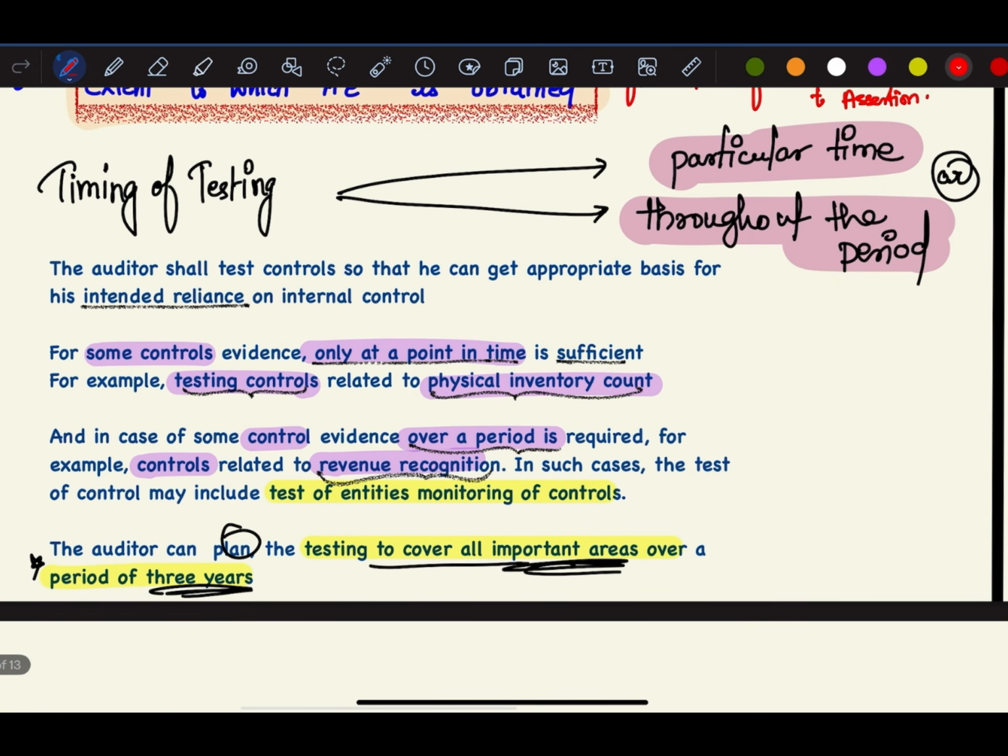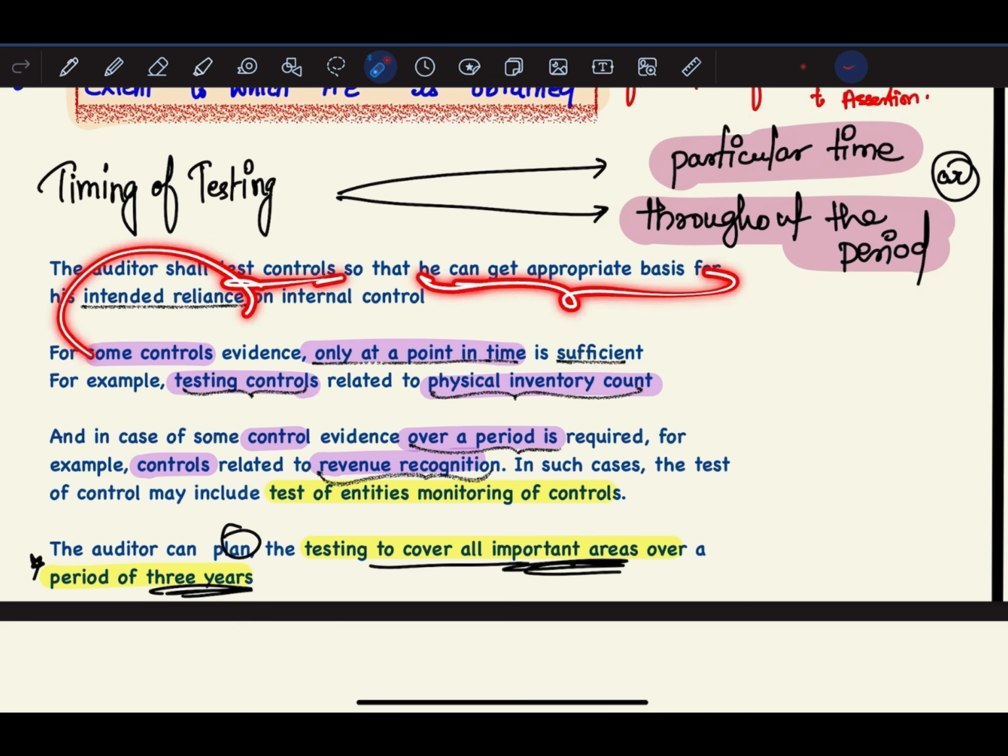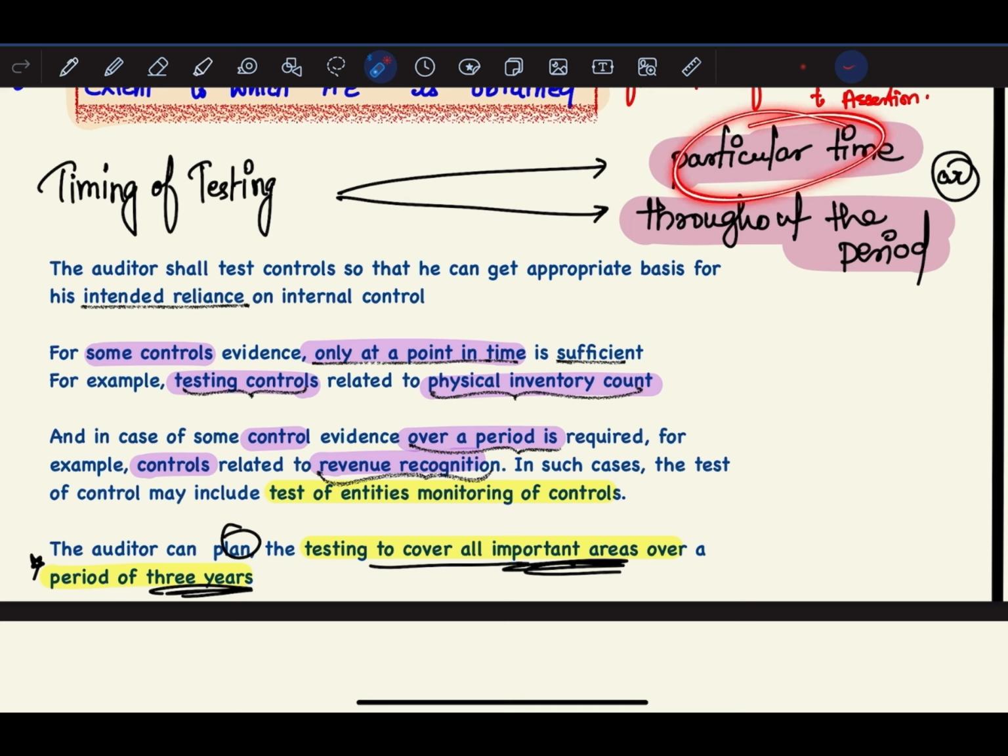Next, the next important part is timing of testing. So do you need to test at a particular time or throughout the period? So basically, what is the timing of testing? You're applying test of controls. The auditor shall test controls so that he can get an appropriate basis for reliance on internal control. So whether to rely on internal control or not, in order to define that, he will test the controls. So when will he test? He will test at a particular time or throughout the period. So it will depend. It will differ.